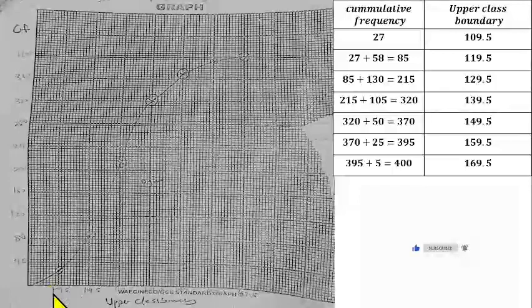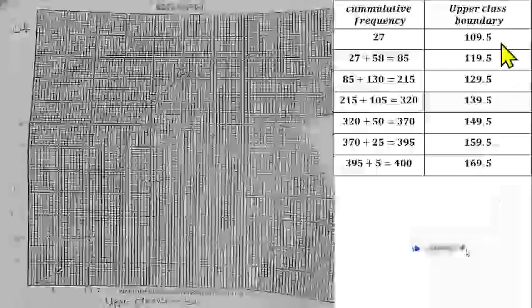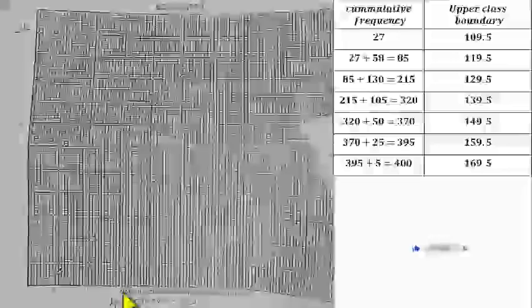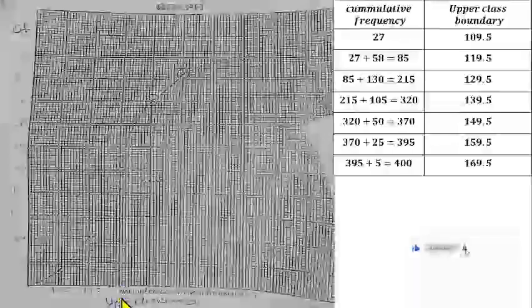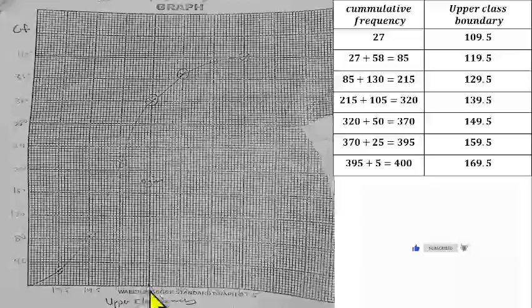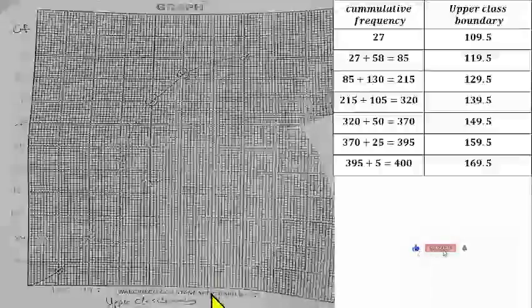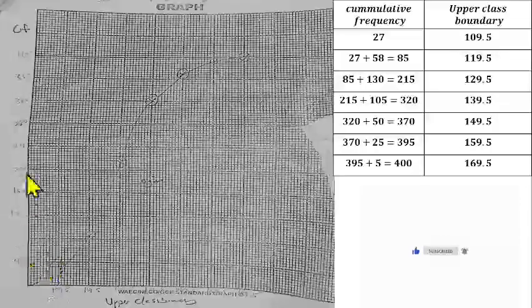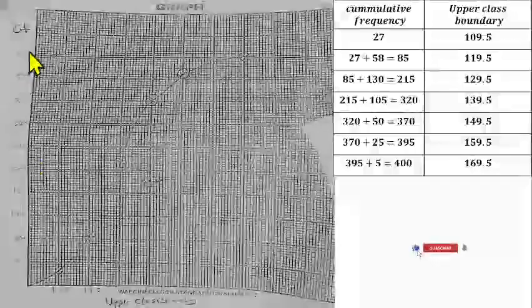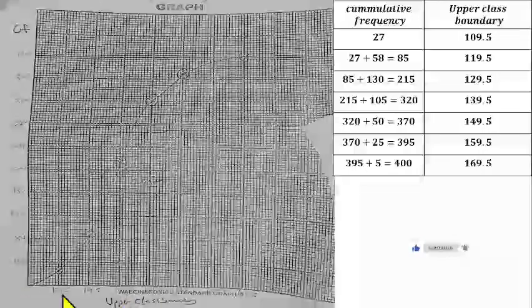So here you have 109.5. All you need to do is to put all these values of upper class boundary in each 2 centimeters. So 109.5, 119.5, 129.5, 139.5, 149.5, 159.5, 169.5. From there we also need to know what one small line will be on the y-axis and on the x-axis as well.